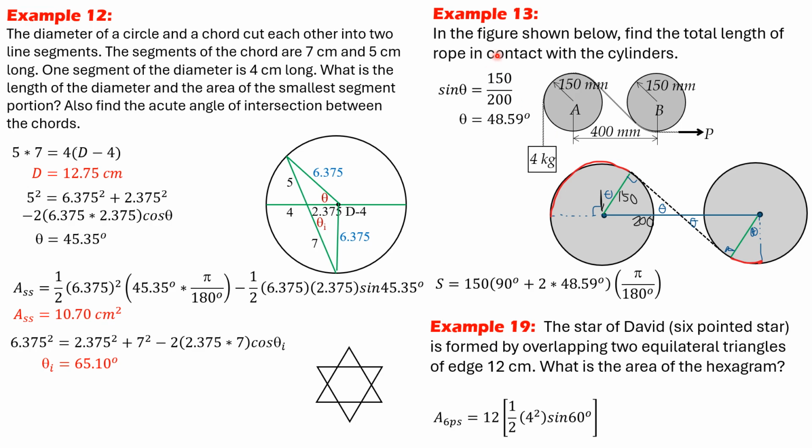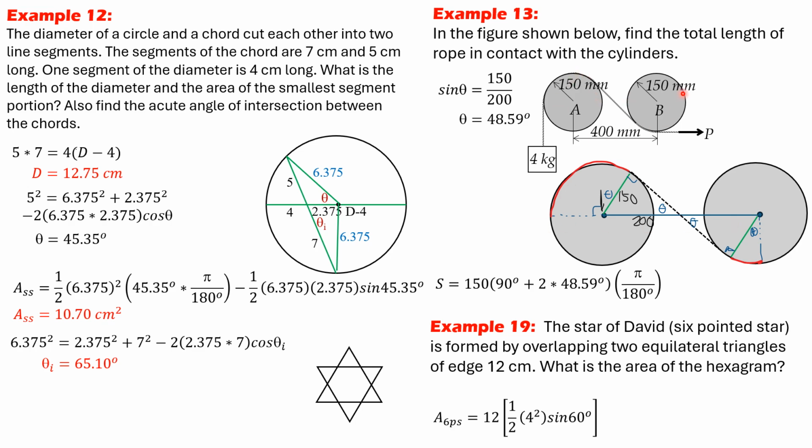Problem 13. In the figure shown below, find the total length of rope in contact with the cylinders. So this is the figure. We have to color it red so that we can analyze the length of that cord that is in contact with the pulleys.